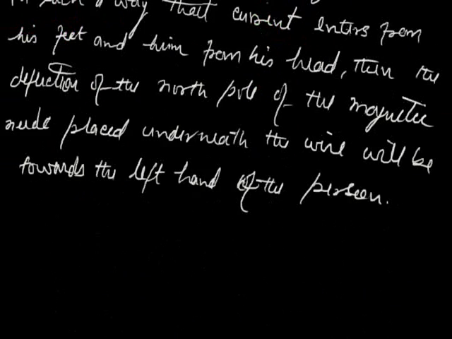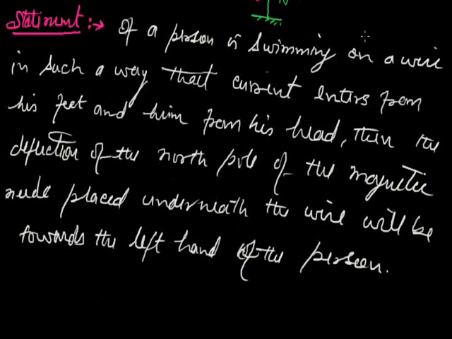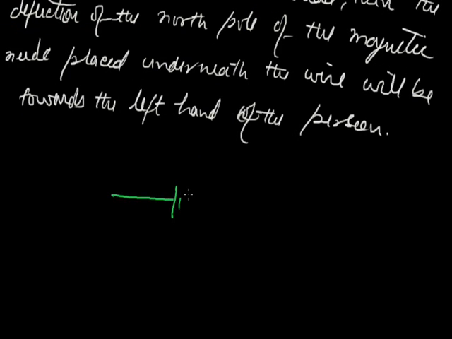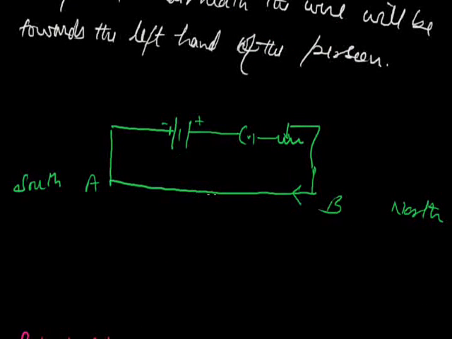Now the second rule is the SNOW rule. In the same way we can also explain the SNOW rule. This one is the battery, positive end. Here is the key, here is the rheostat. Now current is flowing from B to A. Listen, here is north, here is south. A person is swimming over this wire in this way.